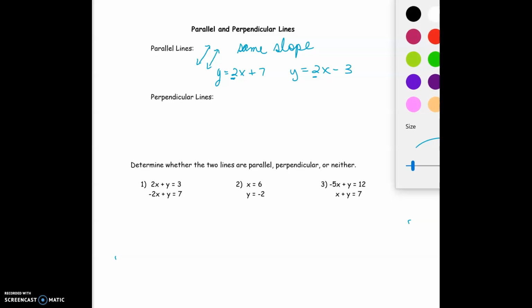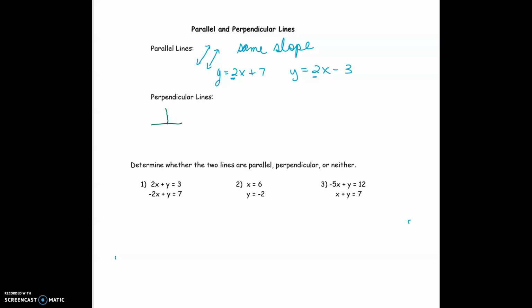Then we're going to talk about perpendicular. Perpendicular, remember, is like an intersection. So they touch each other. Okay, so they're intersecting right here. So remember, their slope is opposite sign and reciprocal of the number.